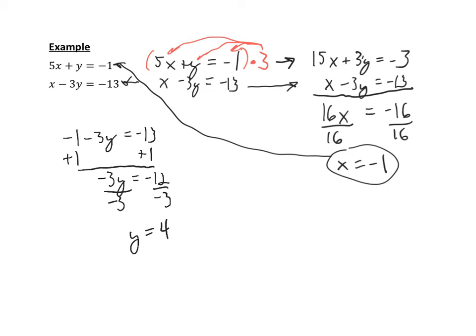Y equals positive 4. So I have the points now. X is negative 1 and y is positive 4. That is the point where those two lines would intersect. That is what we mean by the solution. Okay, let's try another one.